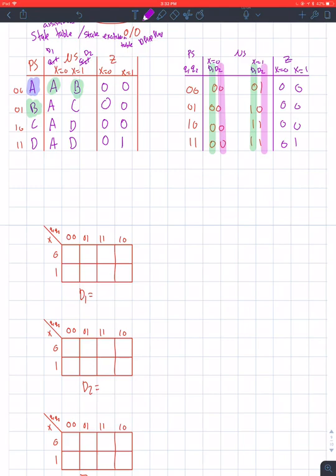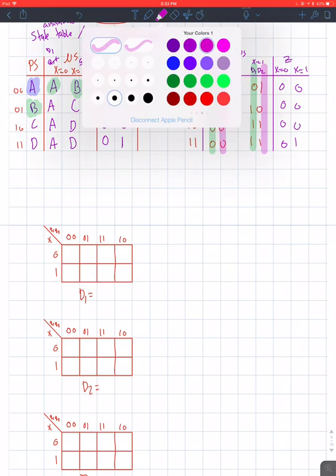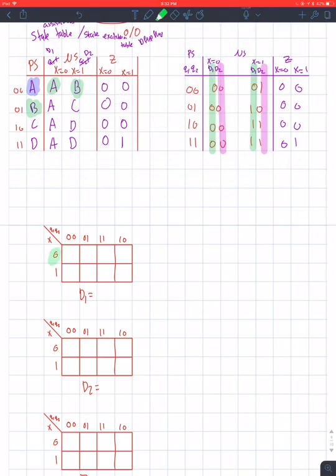So for D1, we look at the pink, or the green. For D1, we have when x equals 0, which is right here, so it's this whole row.